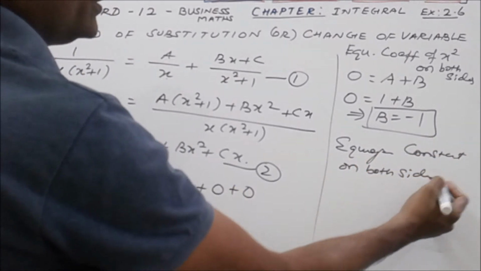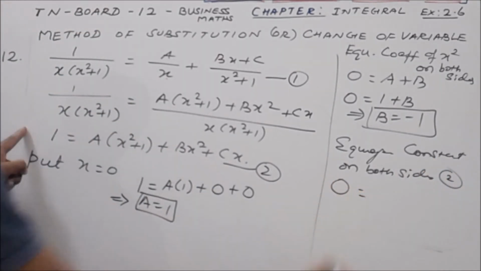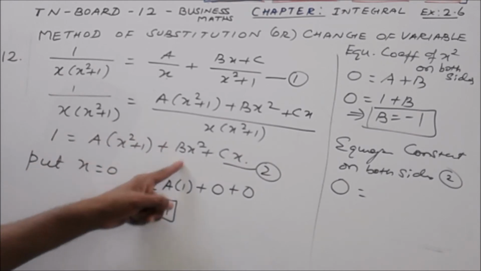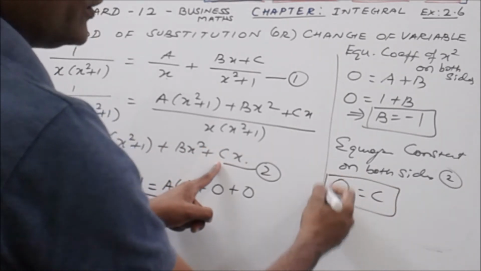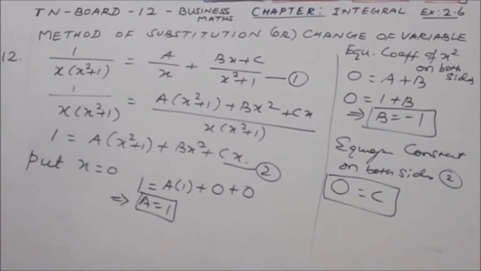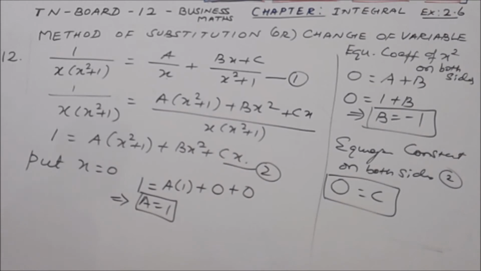On both sides of equation 2, there is no constant in the left side, so it is taken as 0. And on the right side, here we have the x term, its coefficient is c, so it implies c is equal to 0. So we found all the values of a, b, c. a equal to 1, b equal to minus 1, and c is equal to 0.